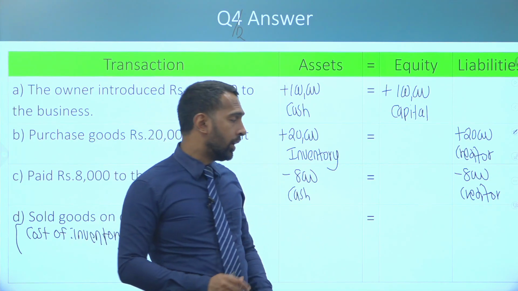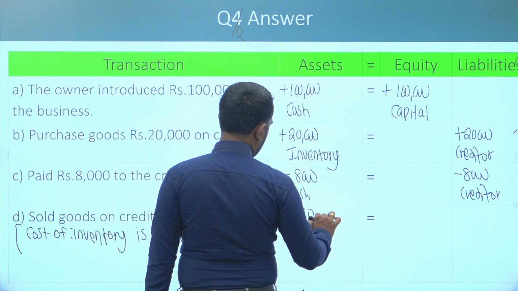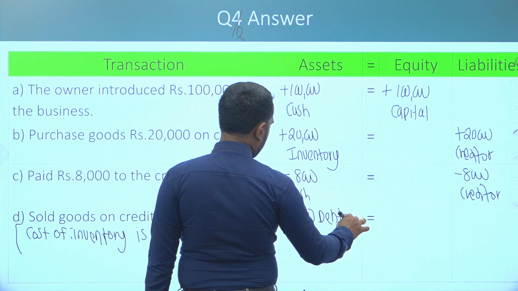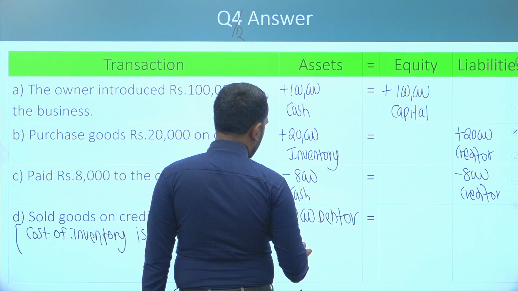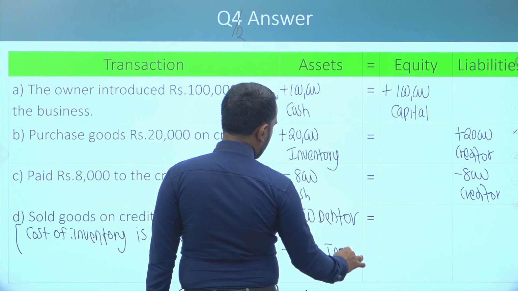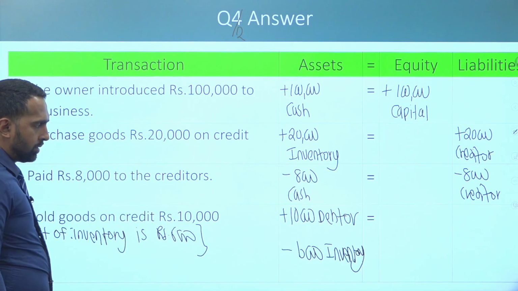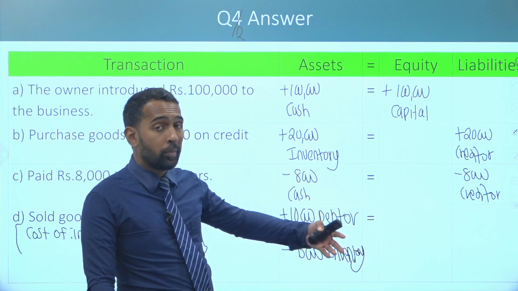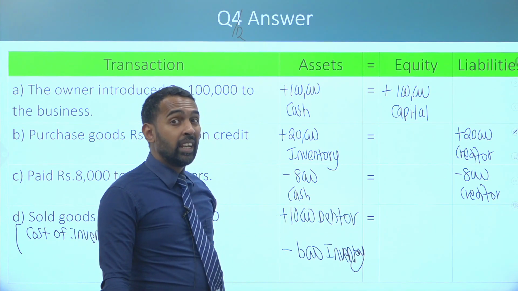So as a result of this transaction, plus 10,000, my debtor, or trade receivable if someone wants to call it that, goes up. And my inventory is coming down by 6,000. My inventory is coming down by 6,000. A debtor of 10,000 is not cash. When I sell on credit, what I have is the person's indebtedness. My asset is that indebtedness.